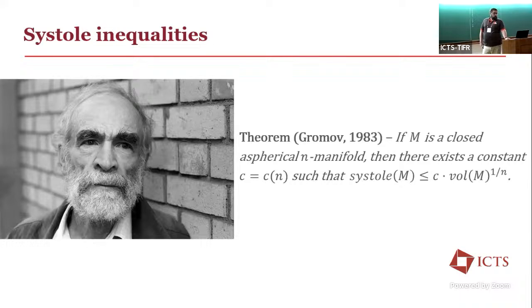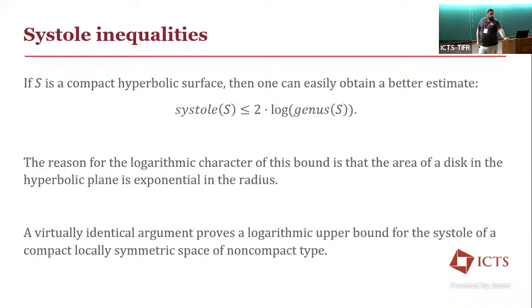So the next really big result came in 1983 when Gromov published his Filling Riemannian Manifolds article. He proved if you have a closed aspherical n-manifold, there's a constant which depends only on dimension, such that the systole is less than that constant times the volume to the 1/n. On the other hand, if you have something like a compact hyperbolic surface of finite area, you can obtain a much better estimate. You can obtain an upper bound of the form, the systole is less than twice log of the genus.